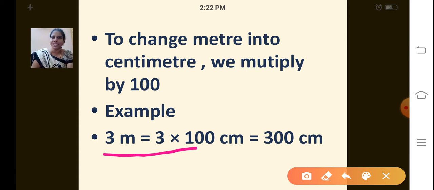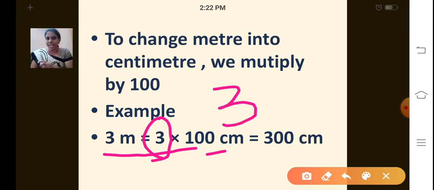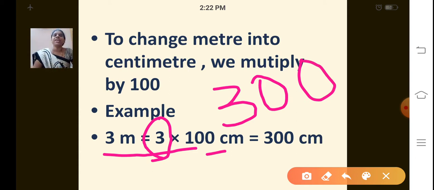If we have zeros at the end, write only the number 3. Then how many zeros do we have? 2 zeros, to the right of this answer. No need to multiply and show. This we have already seen, right? So write only 3, then the 2 zeros. So 3 into 100 is 300 centimeters. To change meter to centimeter, we multiply by 100. So the answer is 300 centimeters.